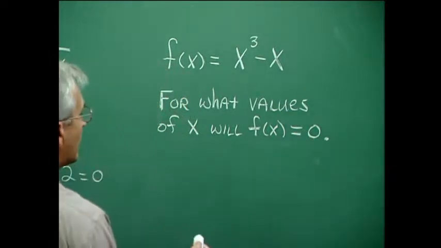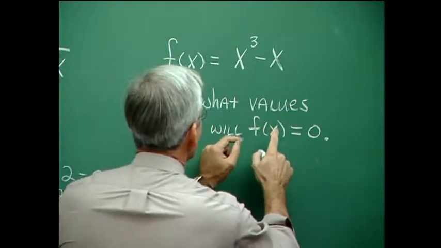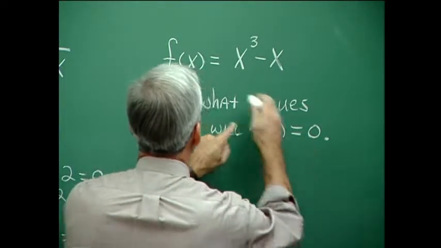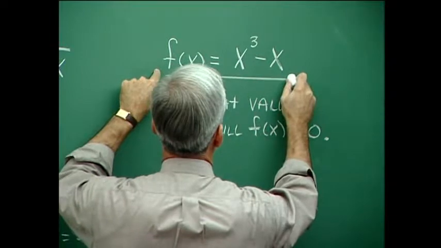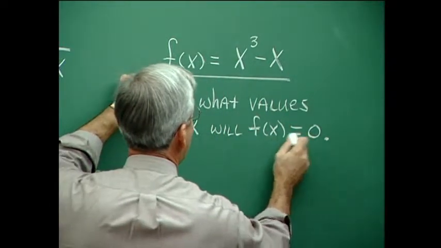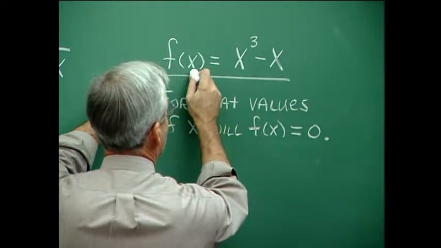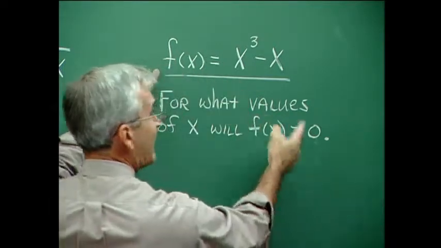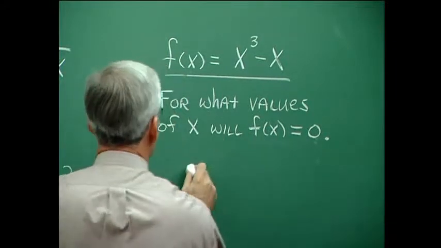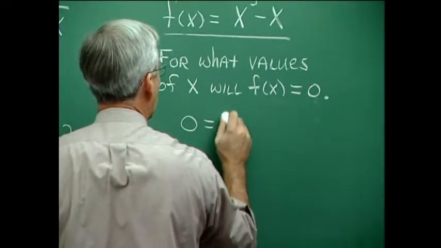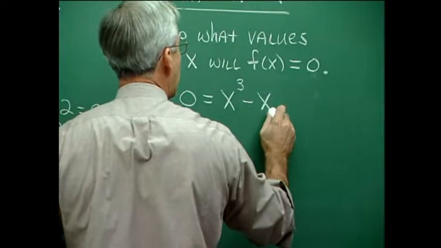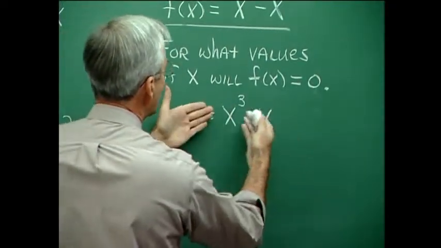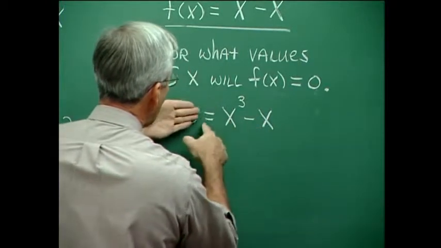Now, the way to deal with it is that we want the values that will cause f of x to be equal to 0, so all we do is take this equation and replace f of x with 0. You see, take this f of x and replace with 0. They're equal to one another, so they are replaceable with one another. So we would have 0 equals x cubed minus x. And now here's our request. For what values of x will f of x be equal to 0?